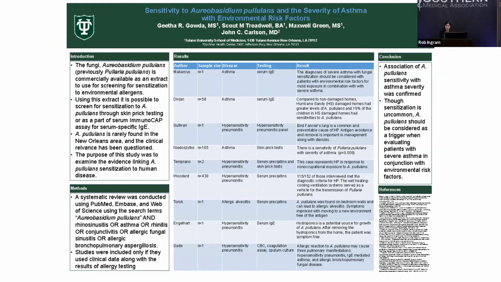And so the same kind of systematic review was conducted with this fungus, the same conditions. With this one, we did find that there was sensitivity to A. pullulans in Hurricane Sandy damaged homes. That came up in about, I think, 3 or 4 of the papers that we looked at. Ultimately we concluded that it is obviously a very uncommon sensitization, but it should be considered with those Hurricane Sandy homes, where we did find greater severity of asthma.